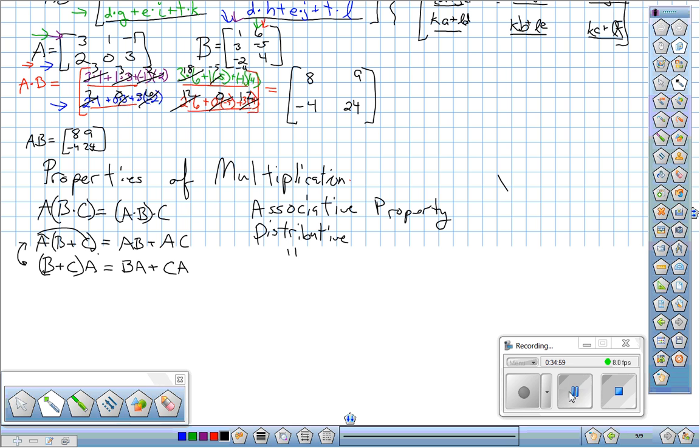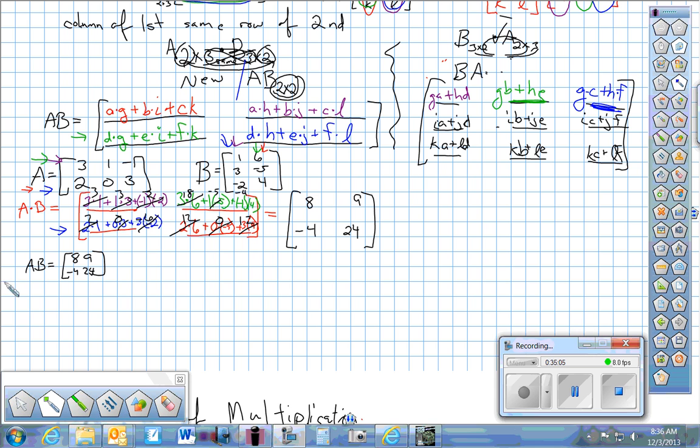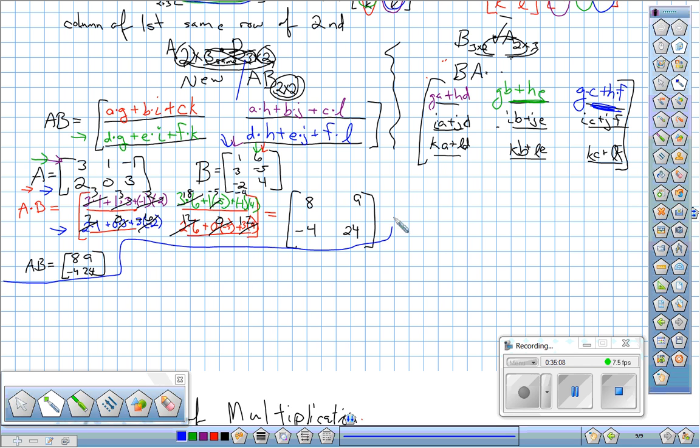So I'm going to go ahead and do B times A for you here. Sorry that I keep changing my mind. I just want to keep this one close so we can see it. What I'm going to do is list them in the order that I want to multiply them in. So I have BA is what I want to find. So this is going to be 1, 6, 3, negative 5, negative 2, 4. That's B. Matrix A is 3, 1, negative 1, 2, 0, 3.